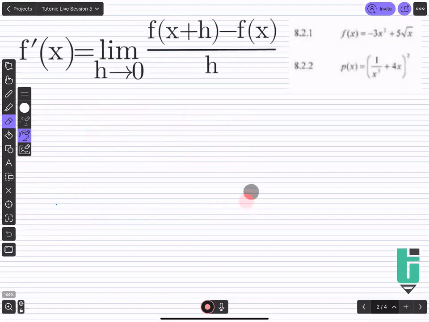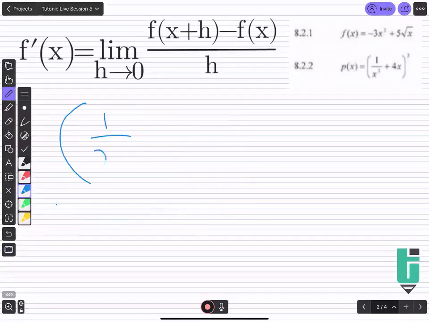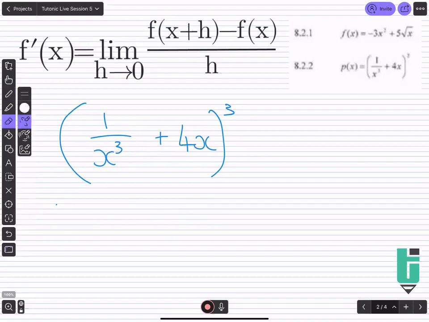So then the next one, I can't even read that. 1 over x cubed plus 4x, all raised to the power of 3. Is it 2 or 3? It looks like it's a 2, yeah. Let's make it 2. It's easier if it's 2.